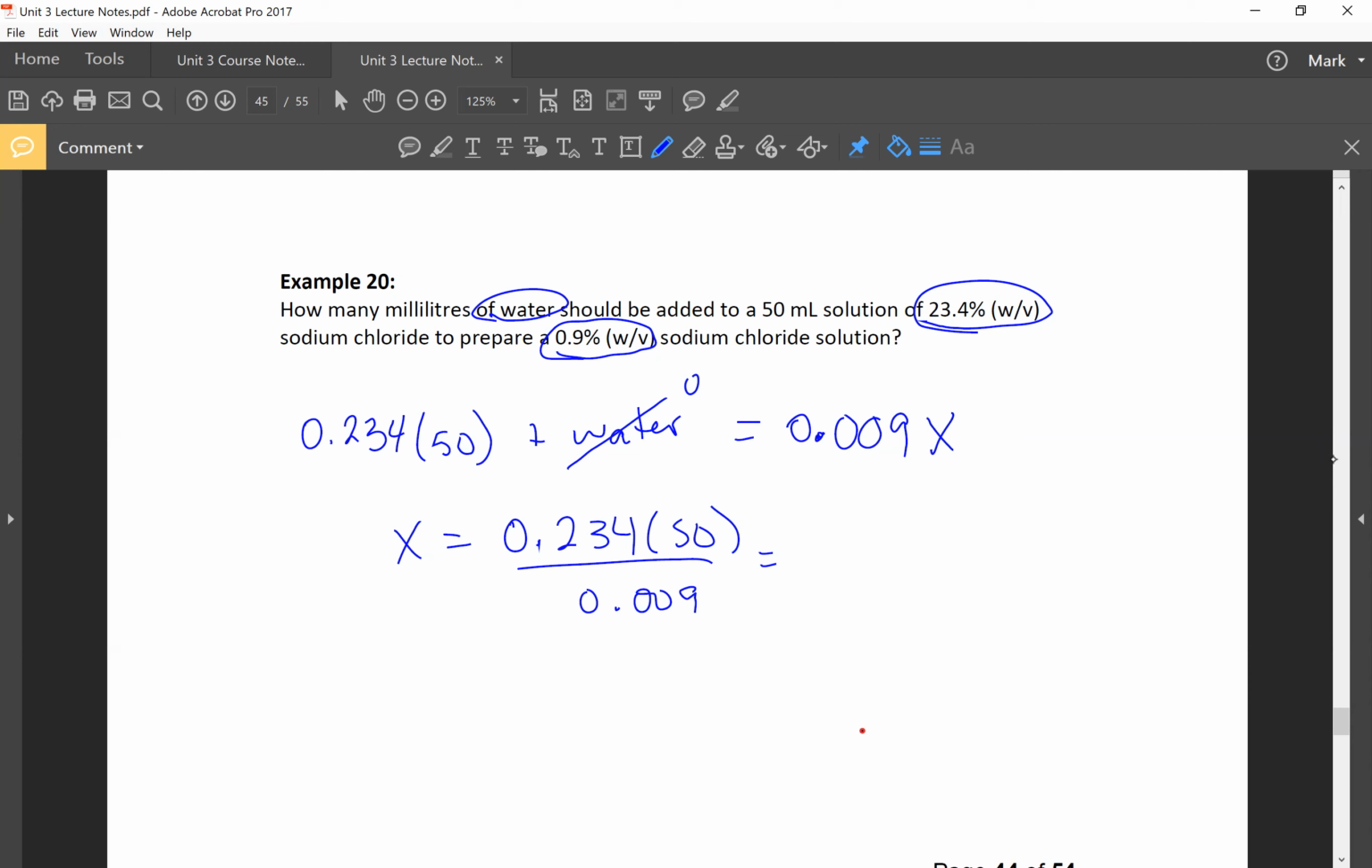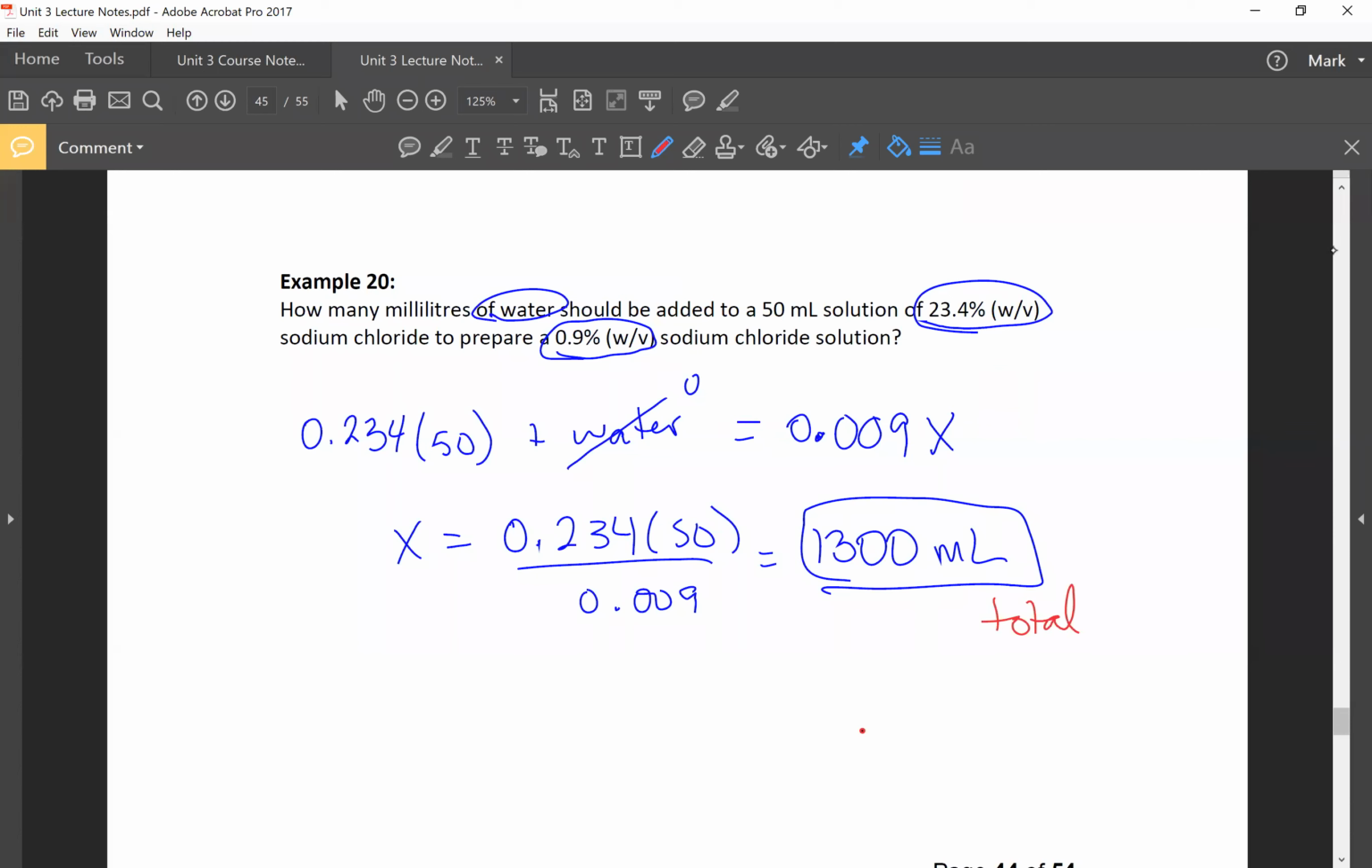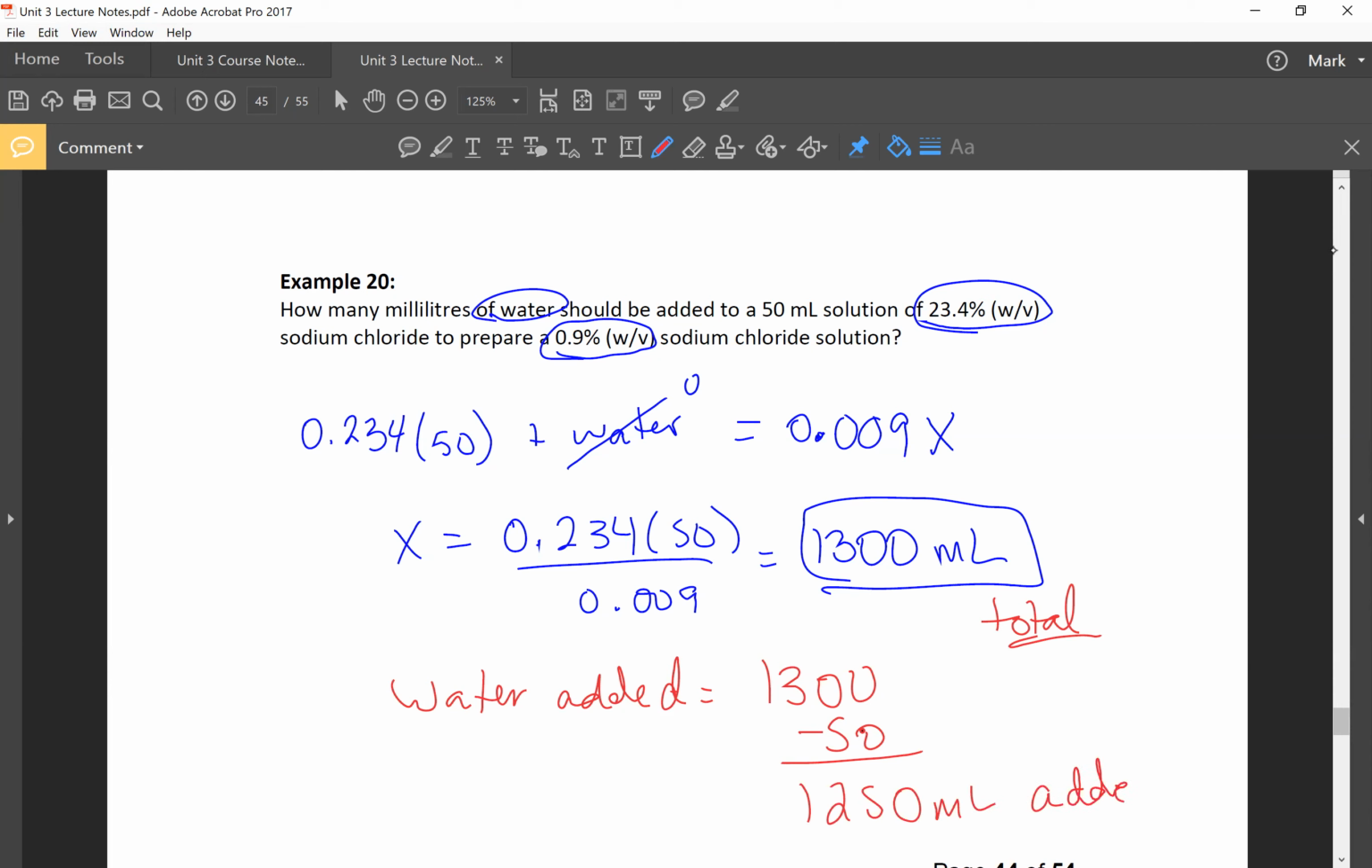Okay, so I end up getting 1,300 milliliters of solution. Now, that's of my total solution. Let me just change my color here. So what this means is, when I want to find the water added, well, I have 1,300 milliliters total. 50 milliliters of that is my initial solution. So I'm going to need to add 1,250 milliliters of water.